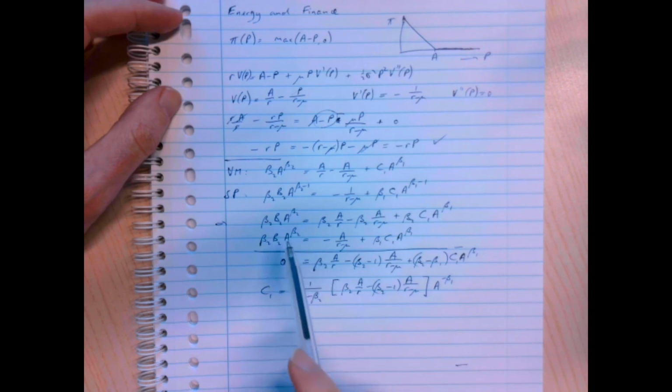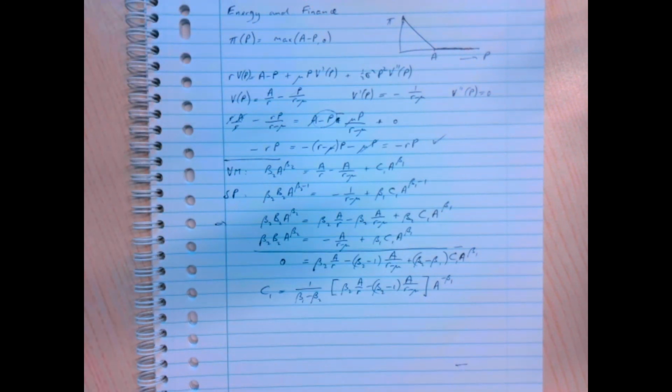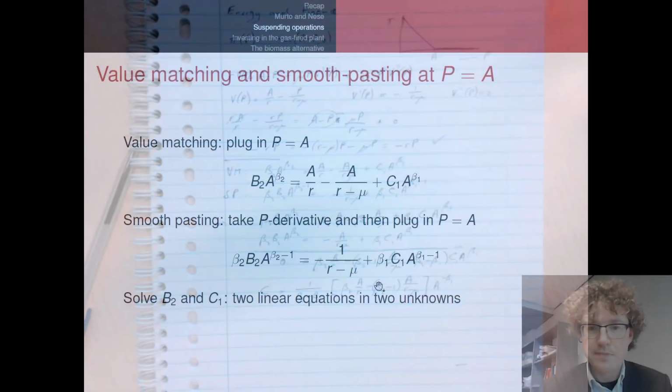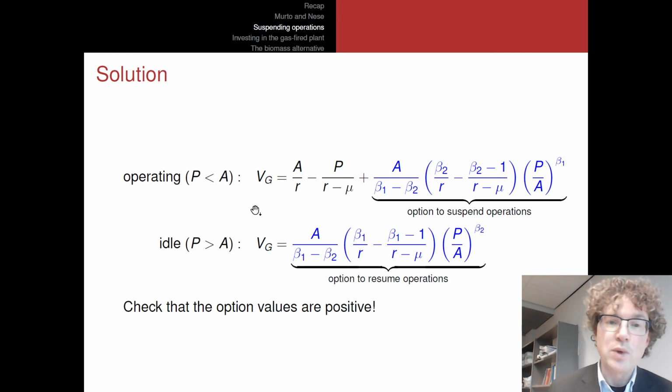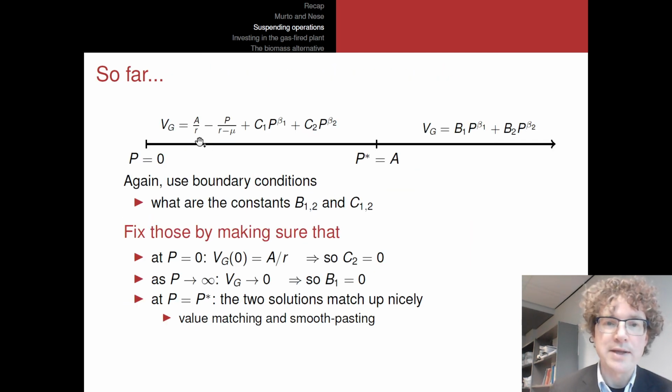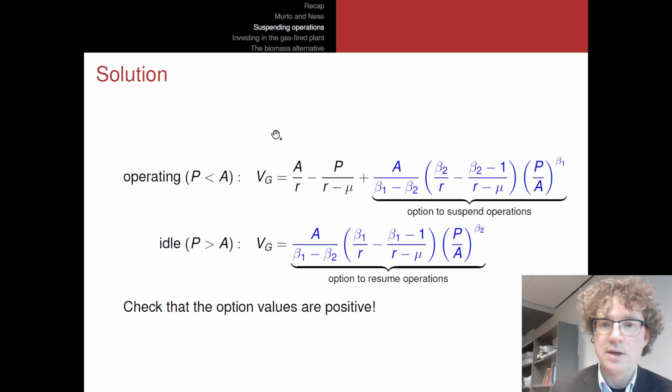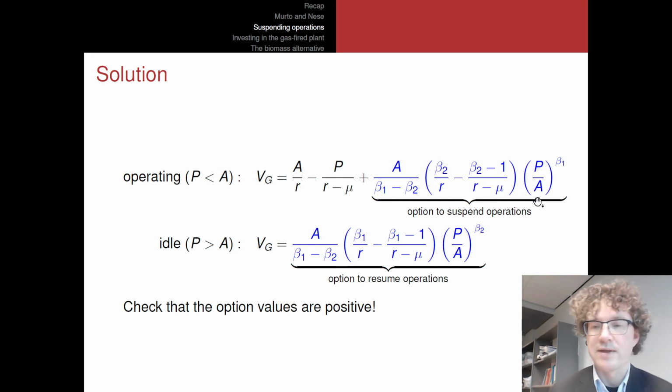And in a similar way, of course, we can also compute what B2 is, and you can do that yourself. So let's go back to the slide. So we did the first one essentially. So what's the value in the operating regime? Let's have a look again. Value in the operating regime was, well, first these cash flow terms, if you wish, plus these option terms, in particular this first option term, which involves this C1 that I just computed, times P to the beta 1. So that's what we see here, these cash flow terms, times the C1 that I computed, times P to the power beta 1. So the other blue stuff here is the C1 that I just computed.